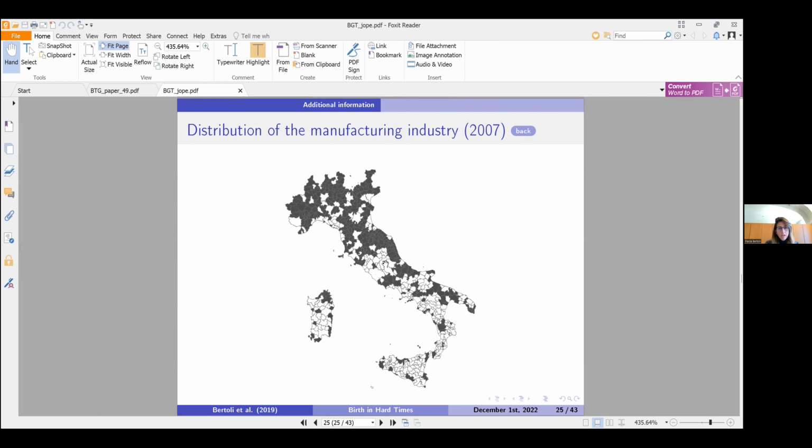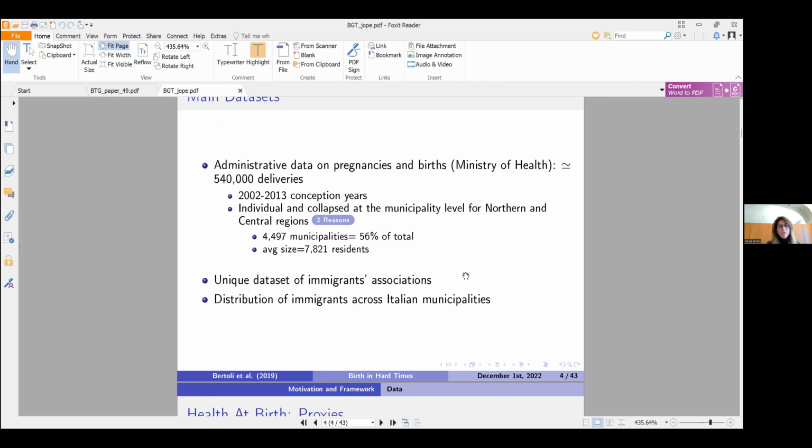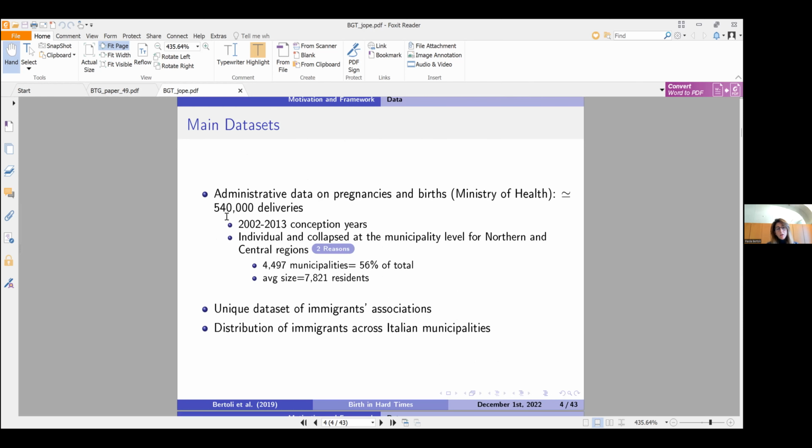Plus, the northern and the central part of the country were the ones most affected by the Great Recession because they are the most industrialized, and also the ones where the most affected sectors are still concentrated. I'm talking about the manufacturing and the construction industry. So here the black areas identify the municipalities most affected, with the higher presence of the manufacturing and construction sector. You can see the difference between north and central and the southern part. So this leaves us with overall 540,000 deliveries, newborns.